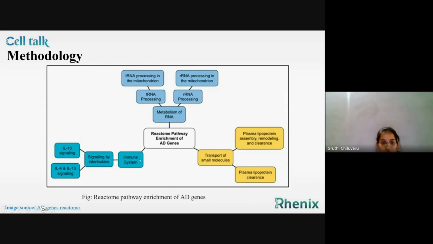And when it comes to the immune system, it is completely dependent on different types of interleukins, for example interleukin 10, 4 and 13. They help in the signaling pathway. And also the transport of small molecules includes plasma lipoprotein assembly, remodeling, and clearance, and also plasma lipoprotein clearance. This is the Reactome pathway enrichment of Alzheimer's disease genes.